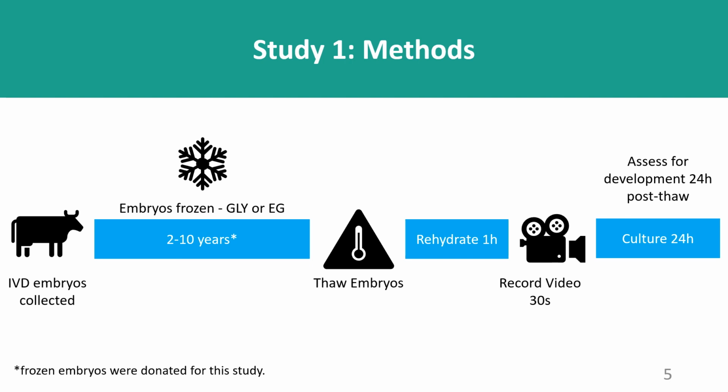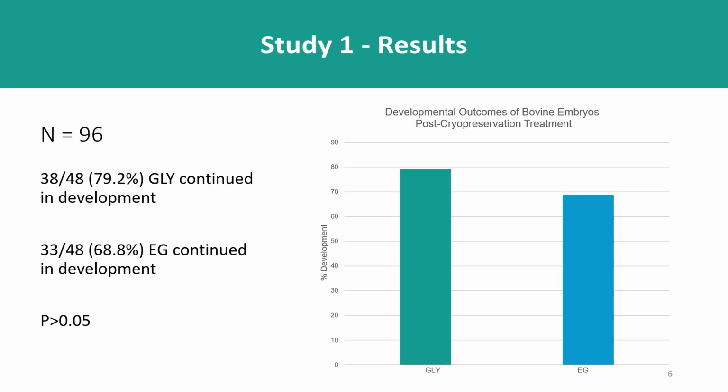A 30-second video was recorded, and then the embryos were incubated and reevaluated for continued development 24 hours later. After incubation, 79% of the embryos frozen in glycerol and 69% of the embryos frozen in ethylene glycol continued to develop and improve at least one stage of development.